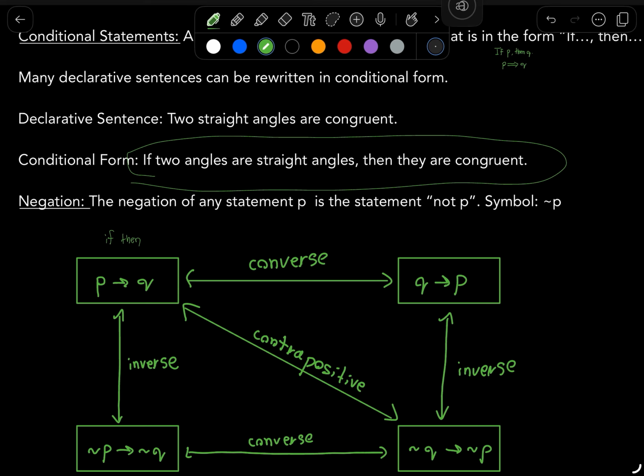Now, are those statements that I gave in the examples true? Not necessarily. Not all converse statements and not all inverse statements are true.